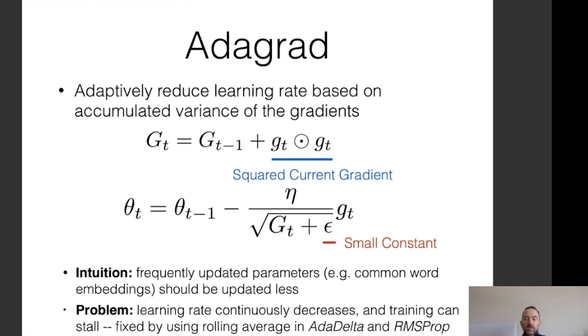One problem with Adagrad, however, is that this gradient term G_t gets larger and larger throughout training, which means the effective learning rate gets smaller and smaller for parameters that are updated frequently. And because of this, the learning rate can get very small and training can stall, and this has been fixed by using the rolling average and other techniques such as Adadelta and RMSprop.